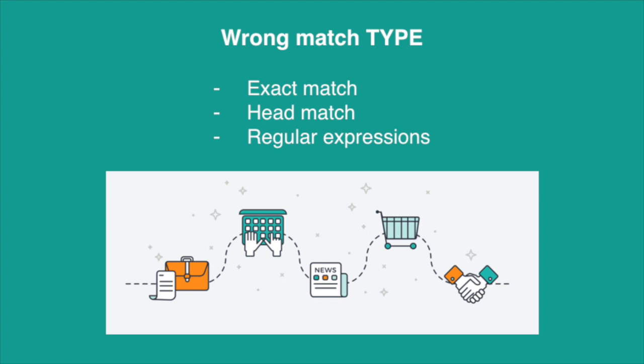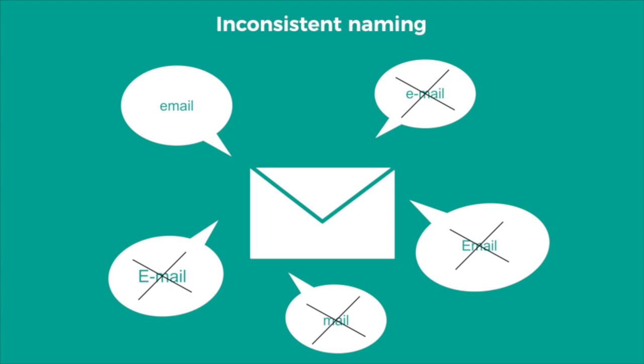The next problem is inconsistent naming. If you set up an event goal to match the word email, that's only going to match that case-sensitive version, not e-mail or any other derivatives.